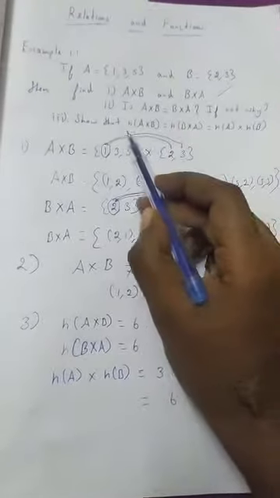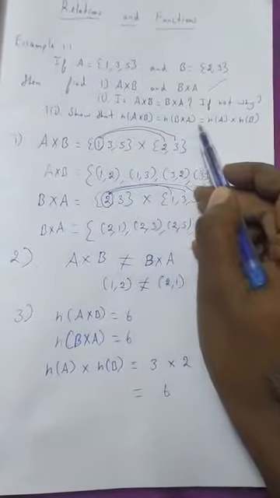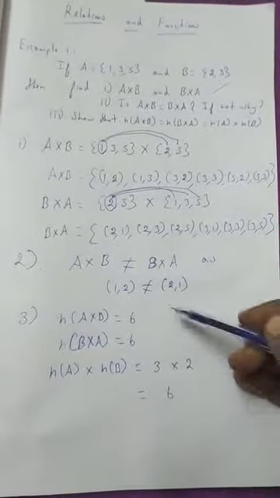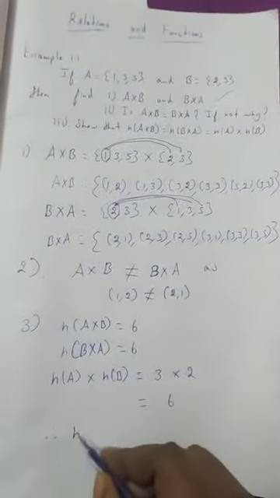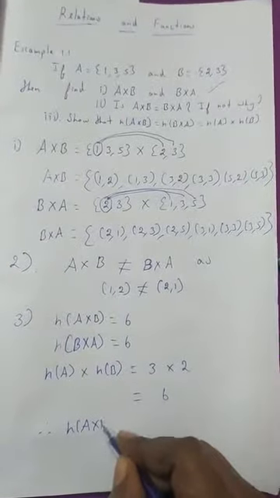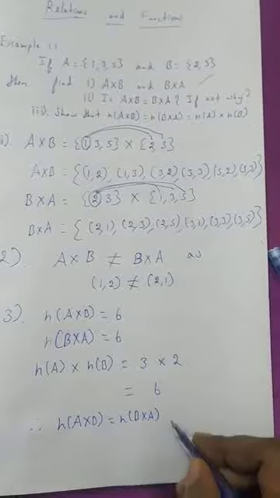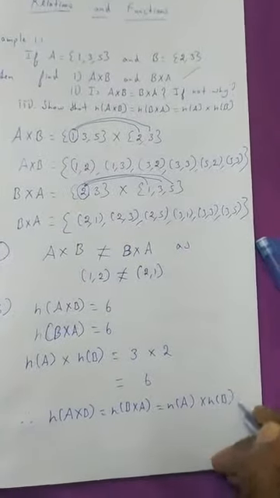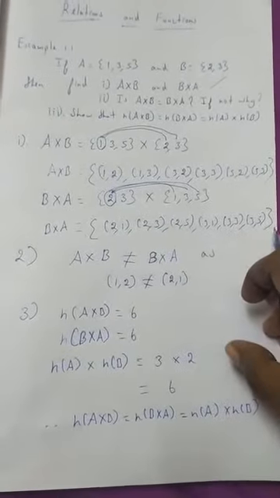Yes. The question is we have to show that N of A cross B is equal to N of B cross A is equal to N of A into N of B. Yes, all the answers are same here. Everything is 6 here. Therefore, N of A cross B is equal to N of B cross A is equal to N of A into N of B. That's all about example 1.1. Thank you.